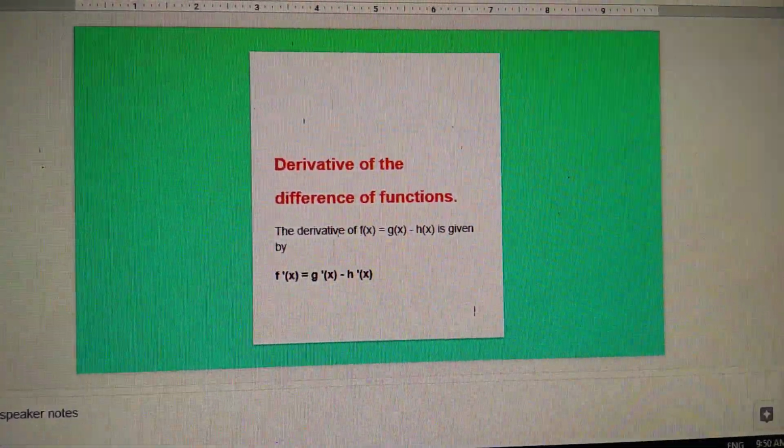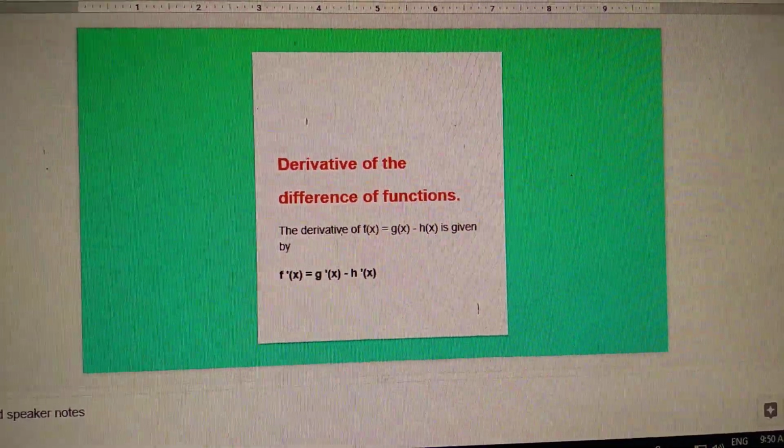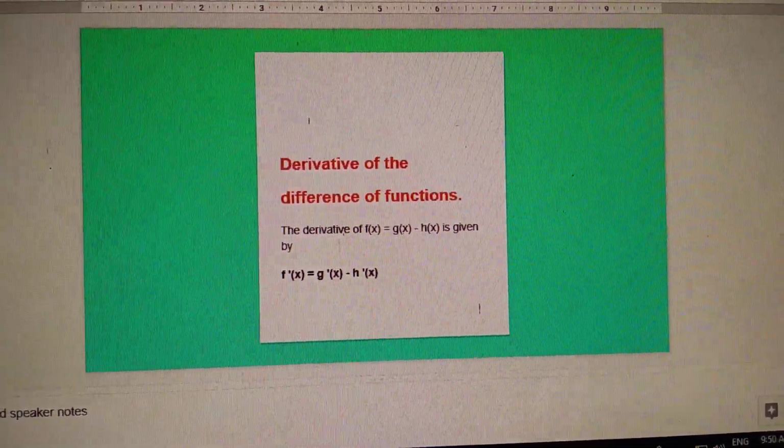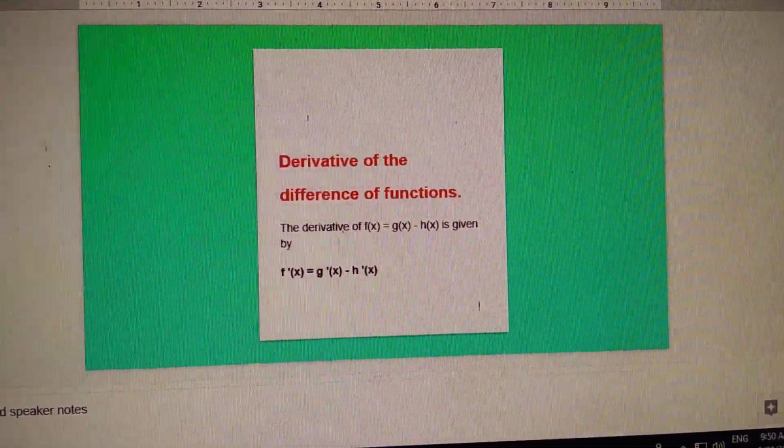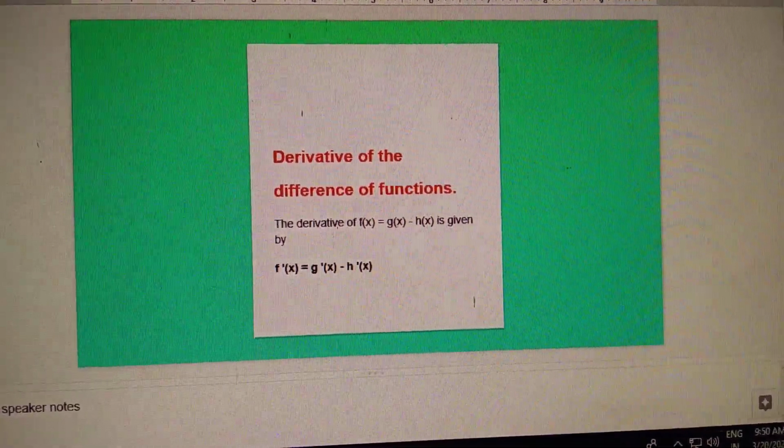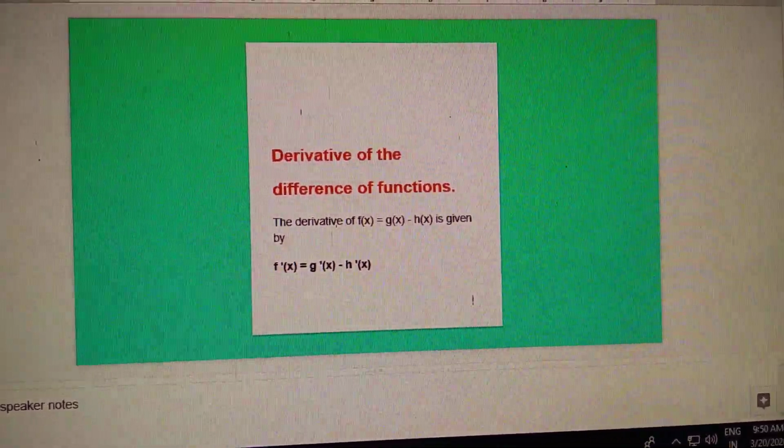Now our next working rule: derivative of the difference of functions. The derivative of the difference of functions is the same as the derivative of the sum of the functions.